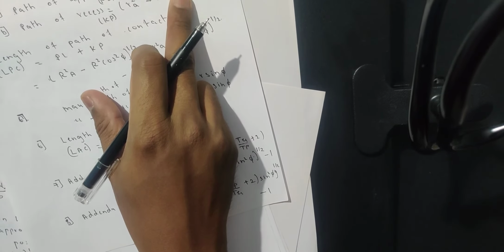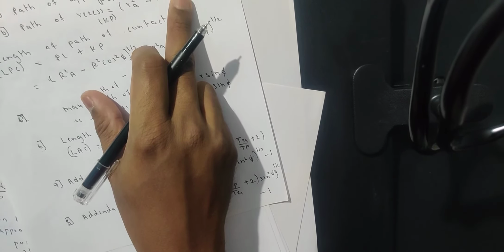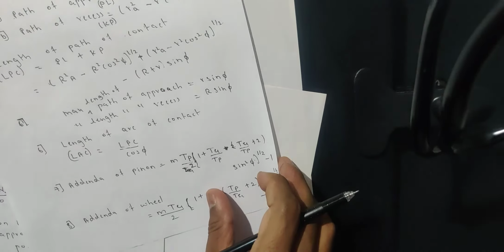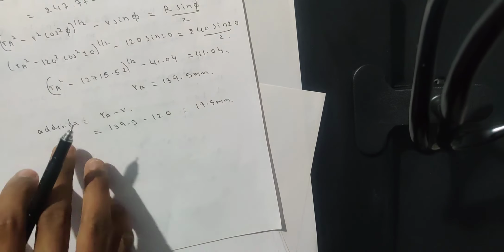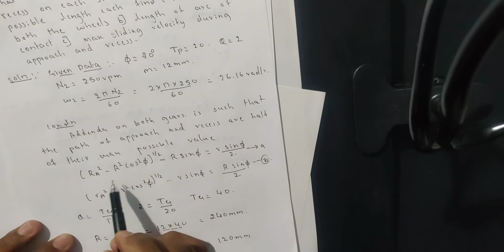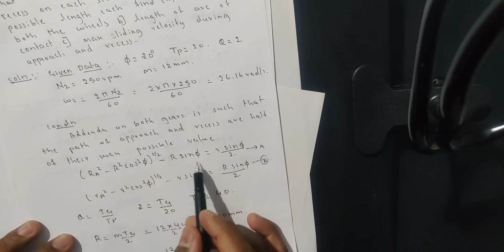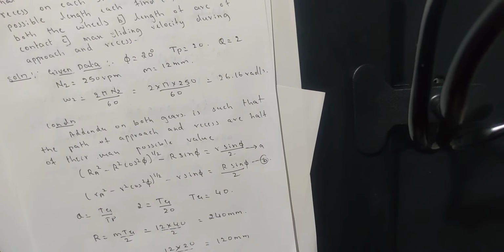Okay, so I think you have already found out the right hand side. Whatever you have found out on this side is nothing but the length of arc of contact. So once again, you can find out the same thing here.